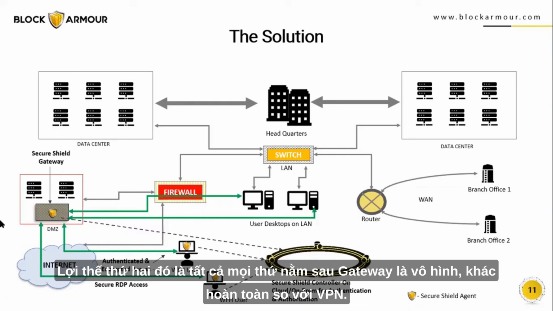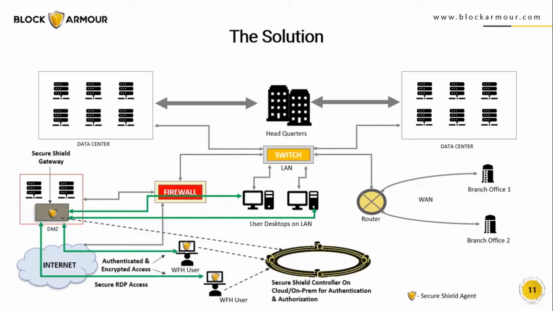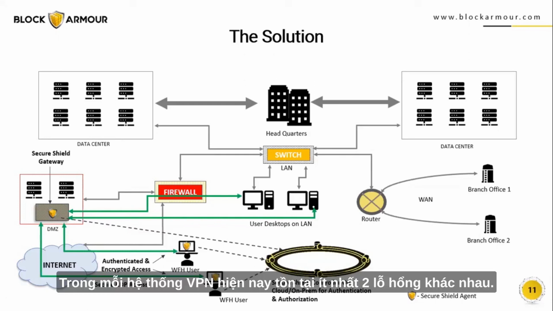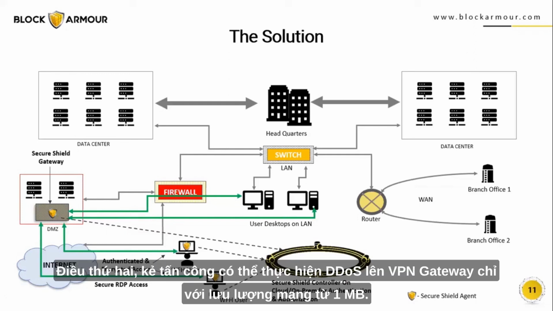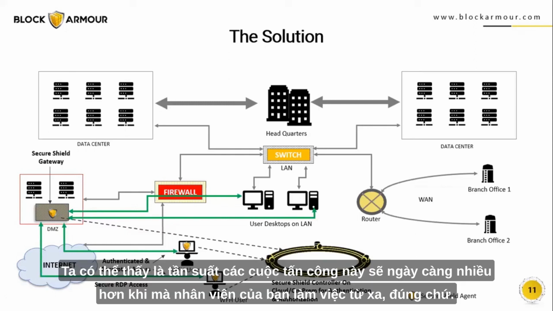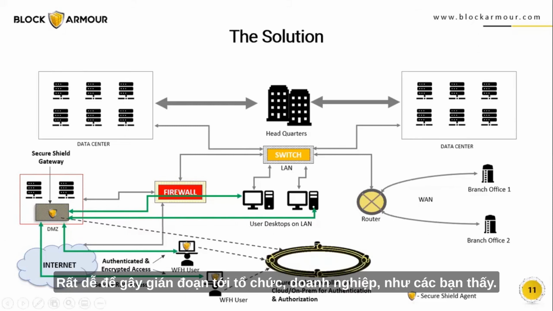The second big advantage that you have is this gateway is invisible, unlike your VPN controller. So I don't know if you saw the SANS advisory. A couple of days ago, SANS came out with an advisory that every VPN controller that is there today has got at least 2 vulnerabilities. So have organizations first patch those vulnerabilities. Second, they are saying that you can actually DDoS the VPN gateway with as little traffic as 1 MB. And these attacks are just going to increase as people start working from home, right? So it's so easy to disrupt an organization's business.